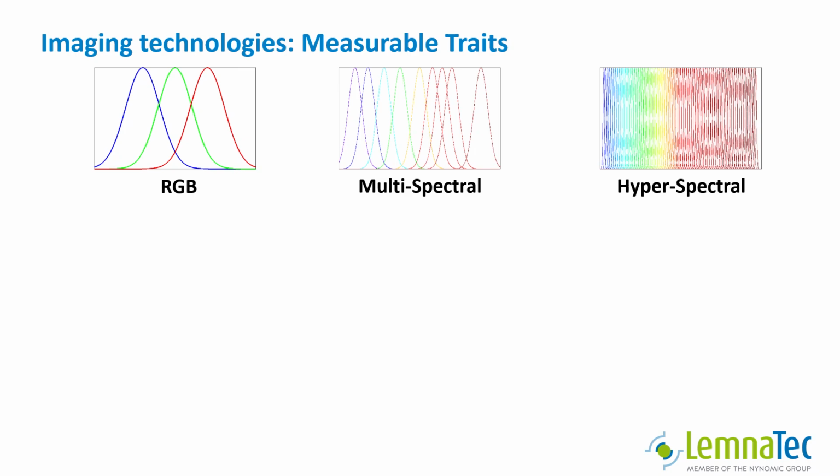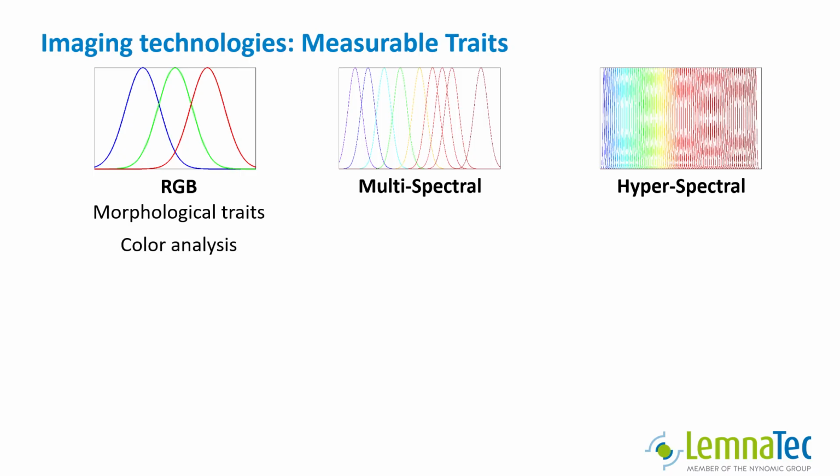These imaging technologies differ in their measurement and analysis capabilities as well. With RGB images, we can do the traditional image analysis to measure morphological features of plants and plant parts, including some types of color analysis.